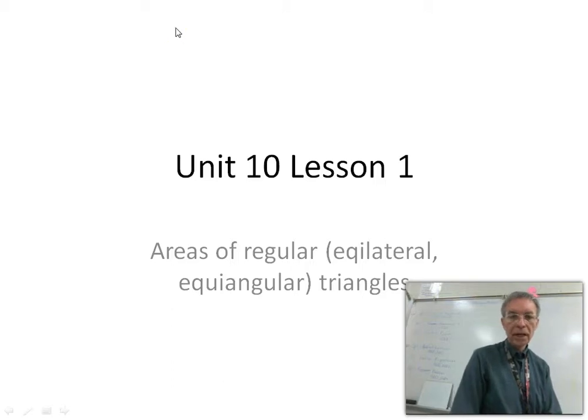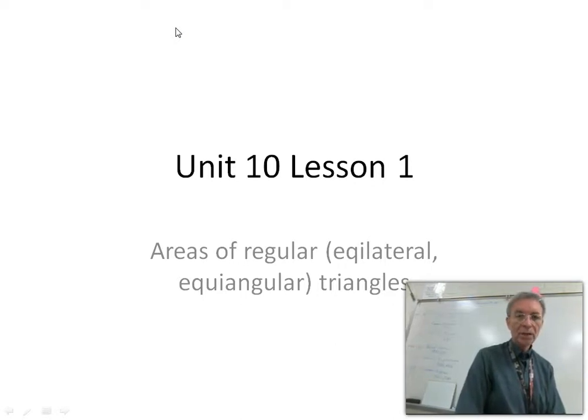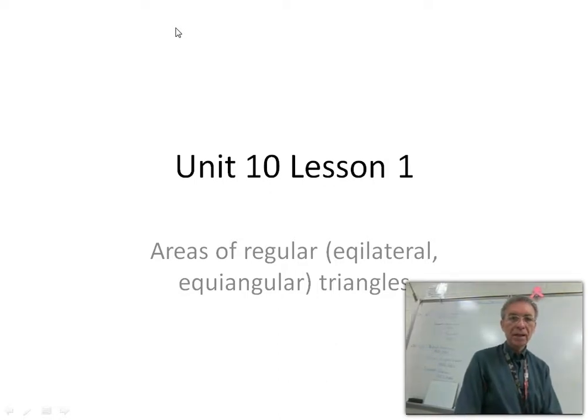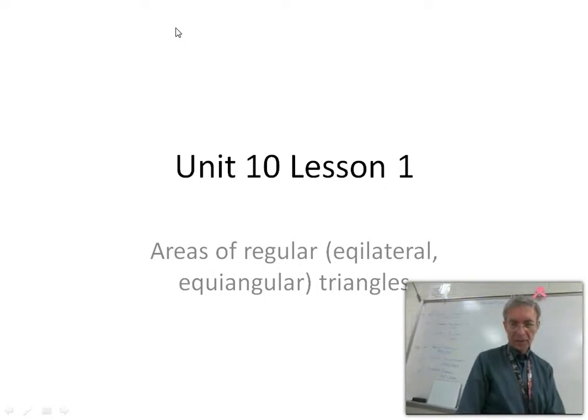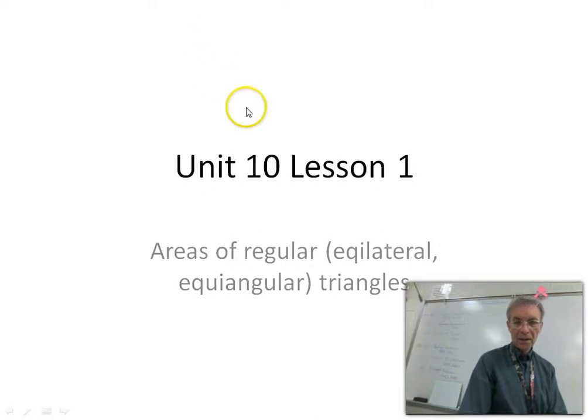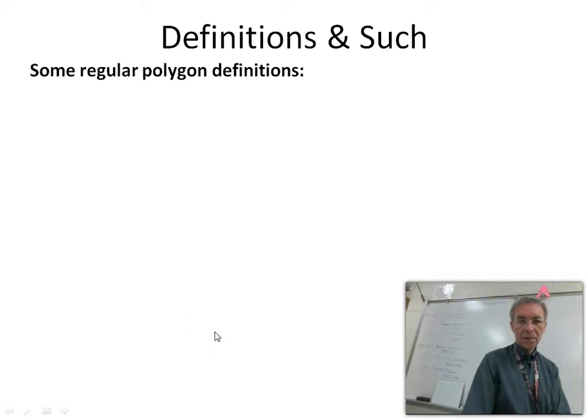Okay, today we're talking about Unit 10, Lesson 1. This is talking about the areas of regular, or equilateral, equiangular triangles. So there are ways to do that. We have some definitions that we need to work with. Okay, so what we have here is something that looks like this.